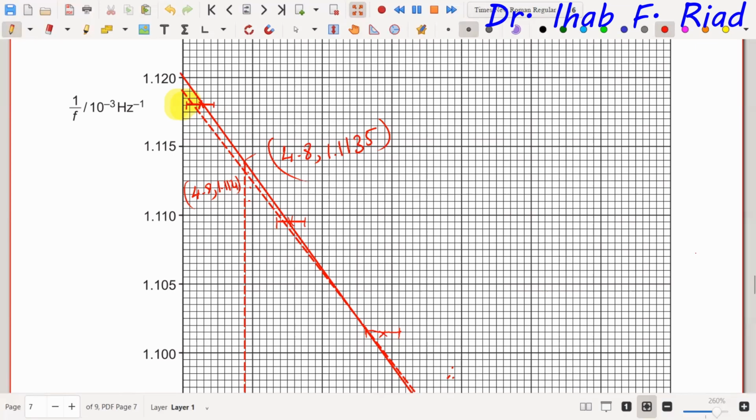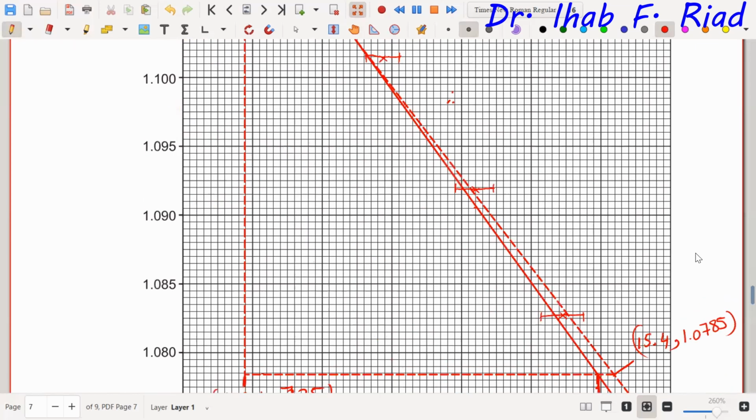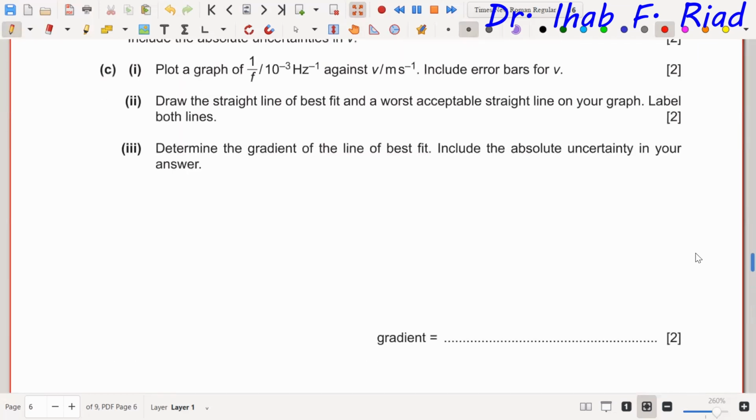If you don't like doing it with one square, then feel free to do it with two squares, whichever you think is easier. So now let us go and calculate the gradients. I'm not going to use the values over here because I have already done my calculation before. What we're going to do is the change in y divided by the change in x.